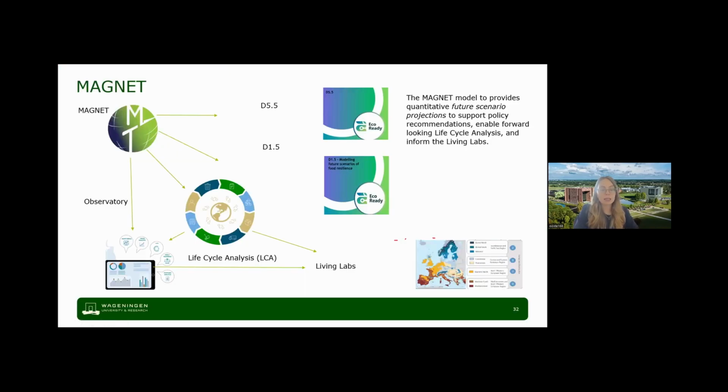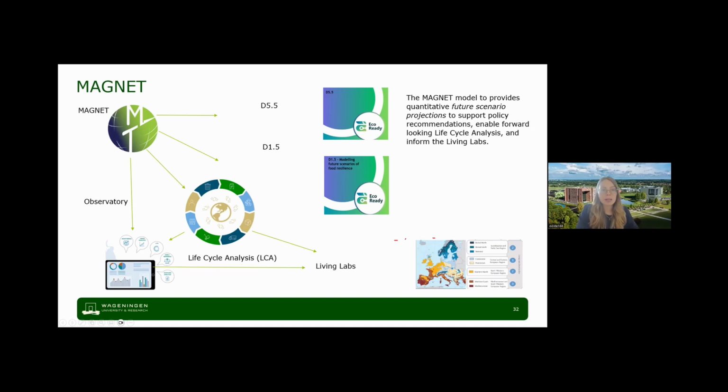So as I said last week, there was a presentation of Magnet, and he also showed this slide, and how Magnet is also feeding into the observatory, but also into LCA, and then LCA again into the observatory. And obviously there are also the deliverables, if anyone's interested in reading them.